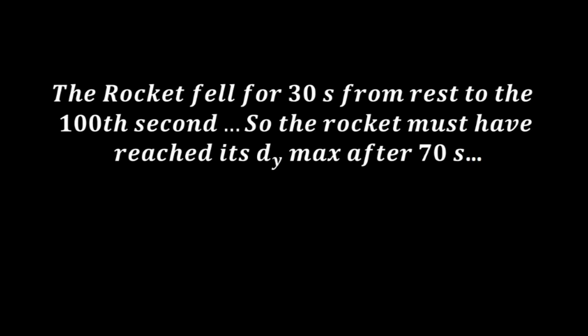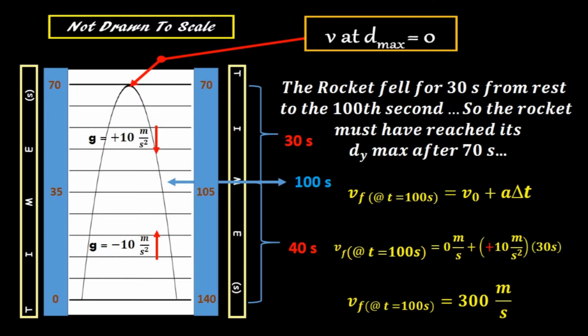So the time at Dmax must have been 70 seconds, and it must have had an initial velocity of 700 meters per second. It clearly says here in this slide, the rocket fell for 30 seconds from rest to the 100th second. So the rocket must have reached its dy max after 70 seconds. So why? Because if it's falling from rest, and we know it is, 300 meters per second divided by 10 is going to be 30 seconds.